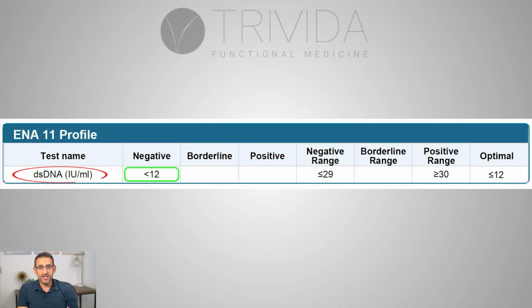dsDNA. This is another antibody to your own tissue, in this case, your actual DNA. So if this comes back above 12, this is a sign that your body's producing antibodies to its own DNA. Now, if you Google this, this is a marker for lupus. If you're above 12, I'm not saying you have lupus. But what I am saying is your body is producing antibodies to itself because of a stress, and it's our job to figure out what that stress is.